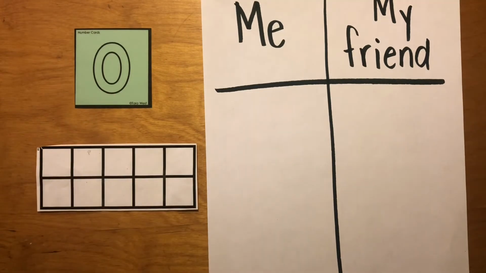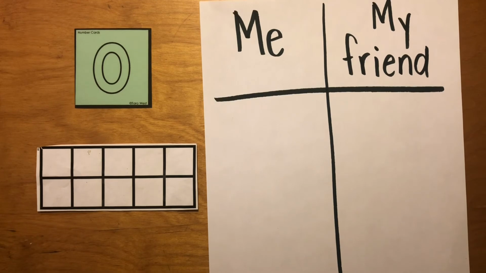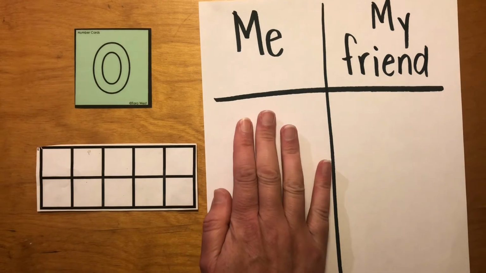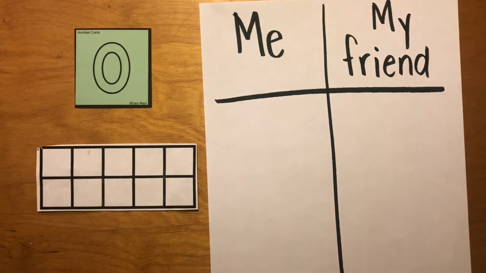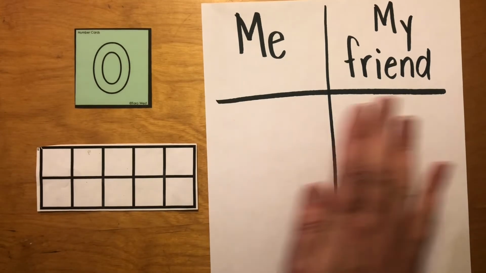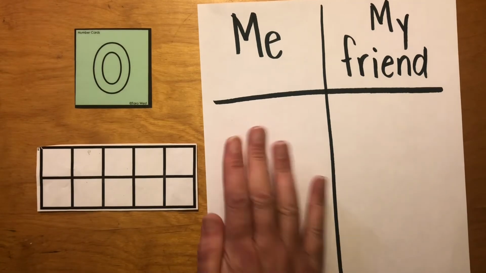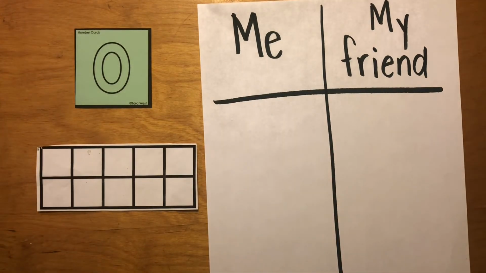What is 0? If I put no cubes down here, is that even or is that odd? If I have 0 here, that means I have nothing and my friend gets nothing. I have 0 books and my friend has 0 books. I have 0 cookies and my friend has 0 cookies. Do we have the same amount? Yes, we have the same amount. 0 is even because we both get nothing.